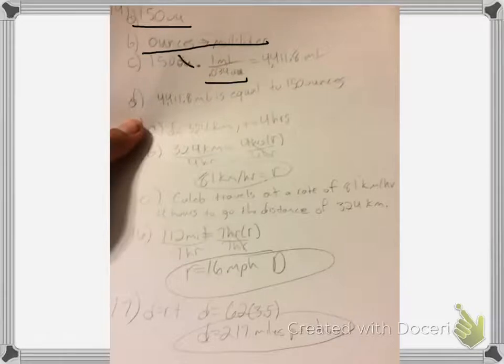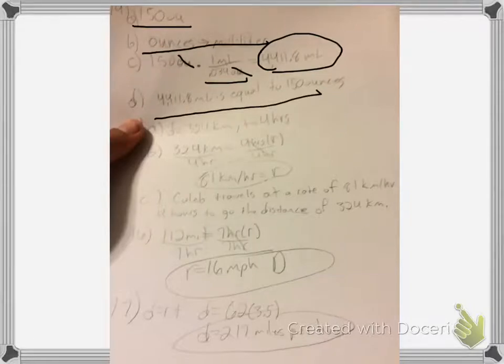I cancel out my units here, and I multiply and divide, and I get 4,411.8 milliliters. Alright, so I got 4,411.8 milliliters is equal to 150 ounces.